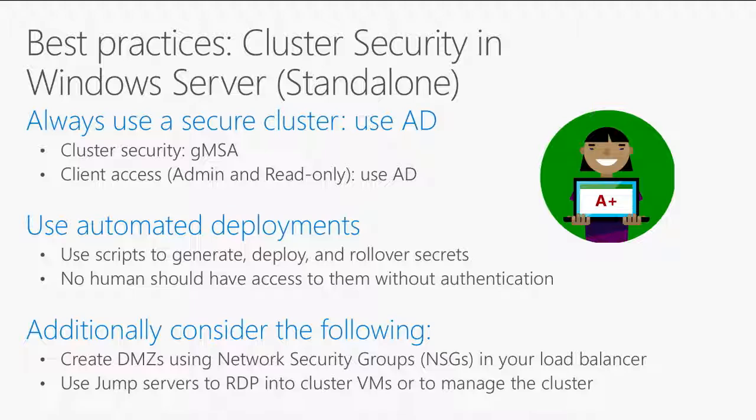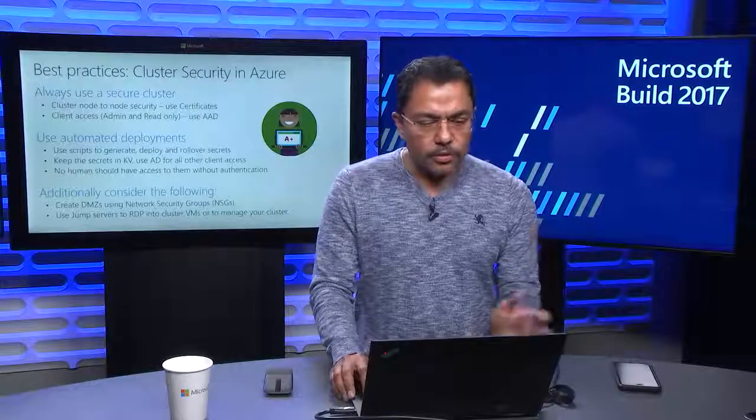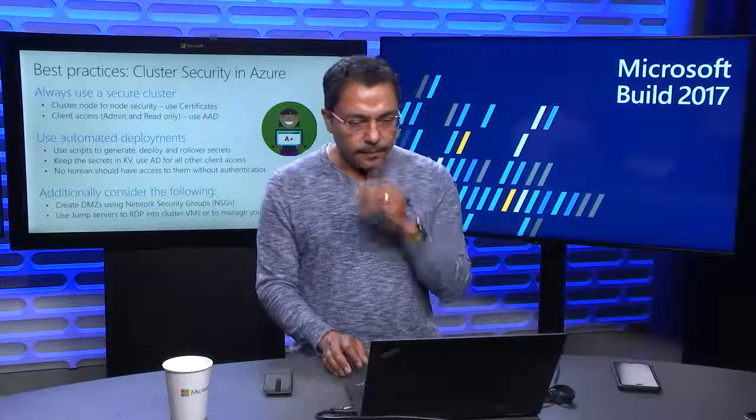The other thing, which I also strongly recommend, is create DMZs using network security groups. This one actually allows you to absolutely make sure that there's only a certain traffic which you allow goes out or in from the cluster. The second thing which I've seen some of the tier 1 customers do today is to use jump servers to RDP into the cluster VMs. So let's just go on to the cluster security in Azure.